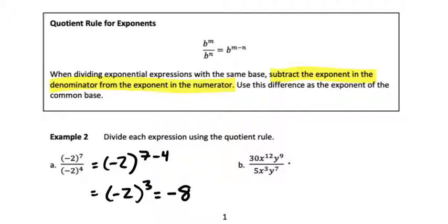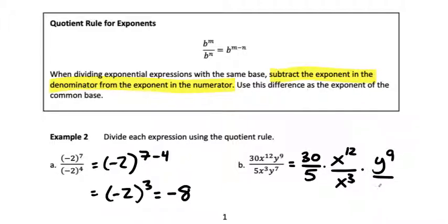For part B, we can go through again and break this up and just combine the things that go together. So looking at the numbers, we have 30 divided by 5. Looking at the x's, we have x to the 12th over x to the third. And we have y to the 9th over y to the 7th. So we can go through and just simplify each of these.